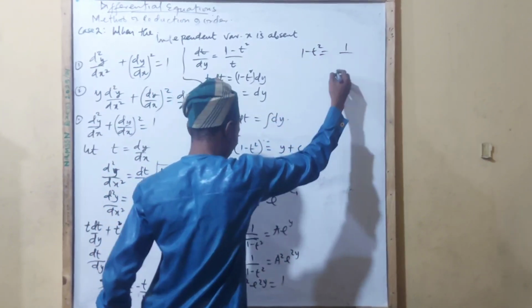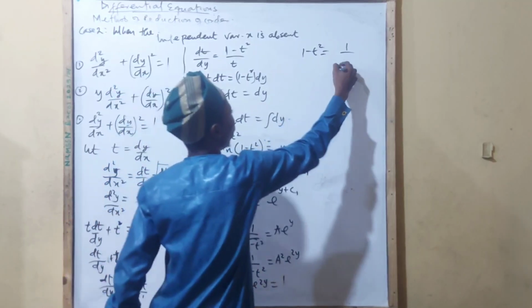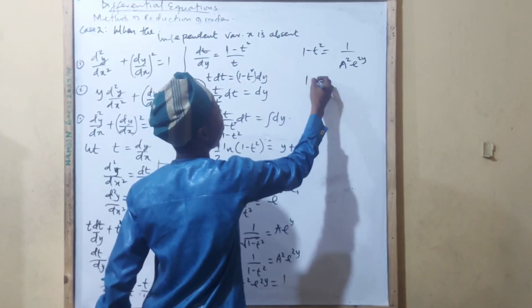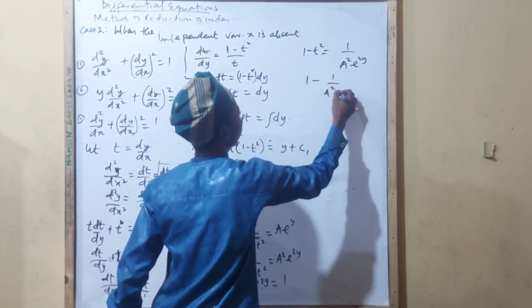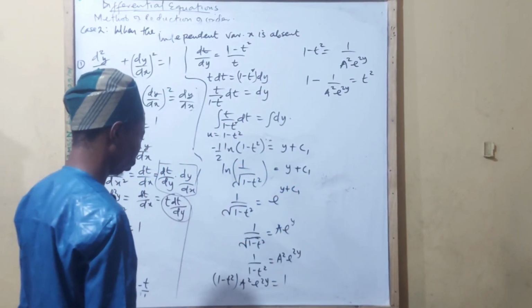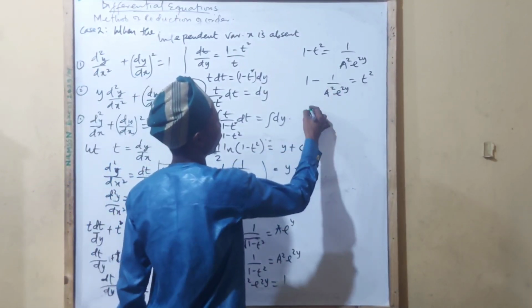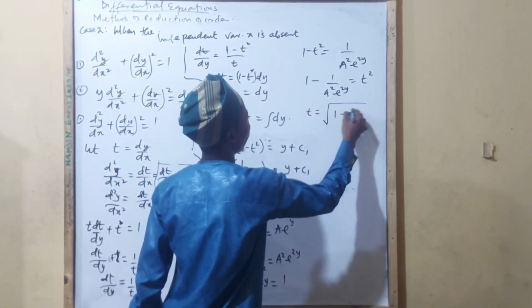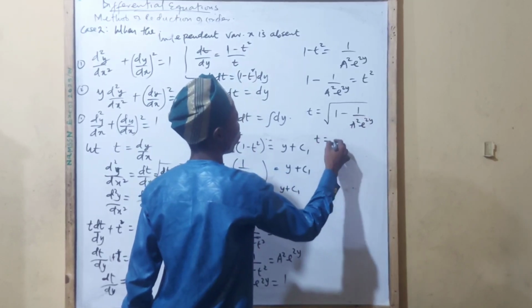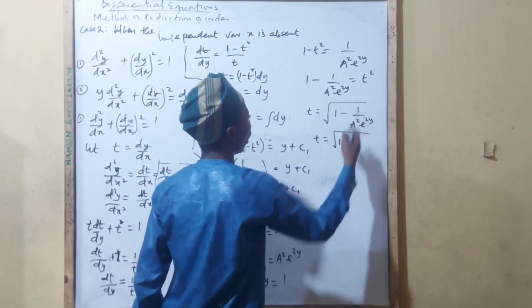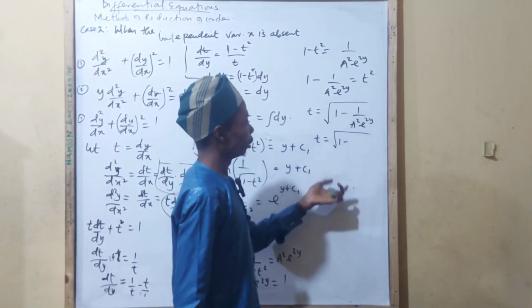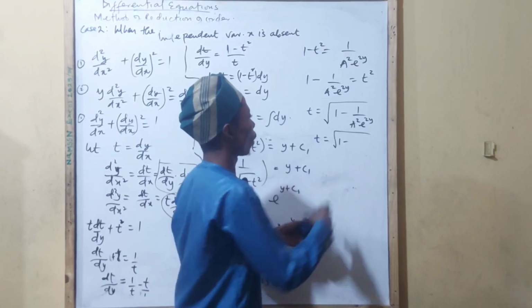If I divide both sides by a squared e 2y, it will now be 1 minus t squared equals 1 over a squared e 2y. Collect like terms. So that will be 1 minus 1 over a squared e 2y equals t squared, right? So from here now, take the square root of both sides. So t equals square root of 1 minus 1 over a squared e 2y. Because a is a constant, 1 over a is also a constant. So 1 over a squared is a constant.